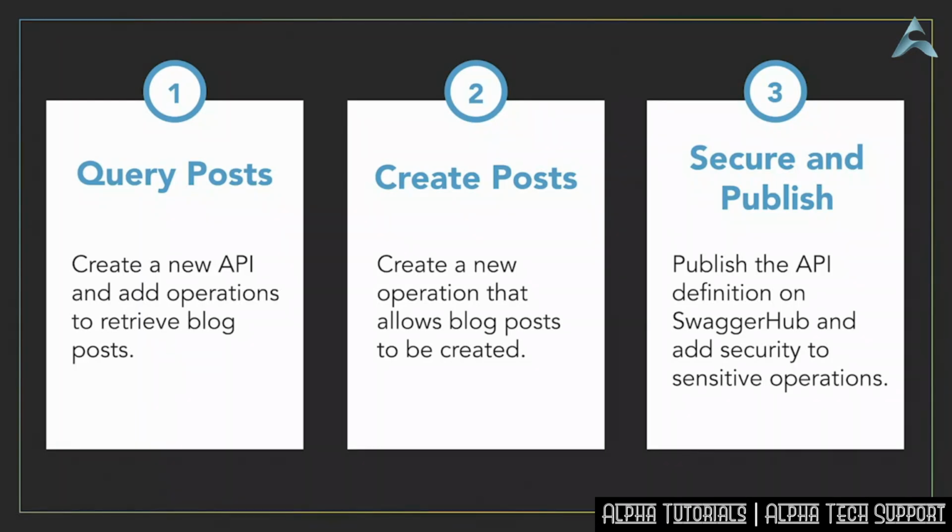In the first challenge, you'll create an API definition from scratch that retrieves blog posts from the API. In the next challenge, you'll define another operation that allows blog posts to be created on the API. Finally, we'll see how to publish the API on SwaggerHub and apply security to sensitive operations that it exposes. Hands-on experience is one of the best ways to learn, so I'm thrilled to bring you these challenges so you can hone your skills with Swagger and the OpenAPI specification.